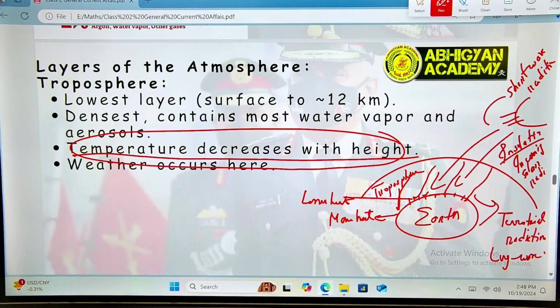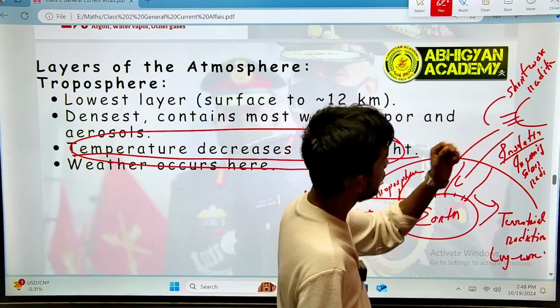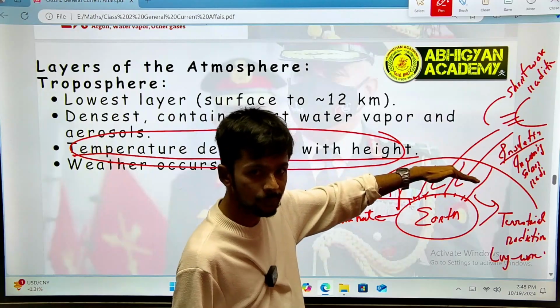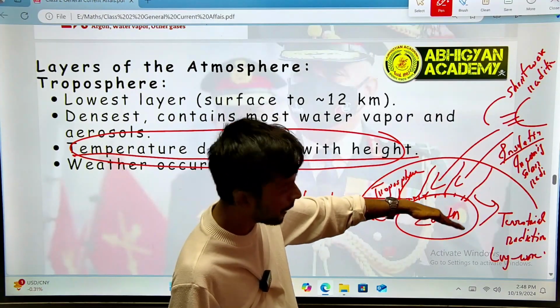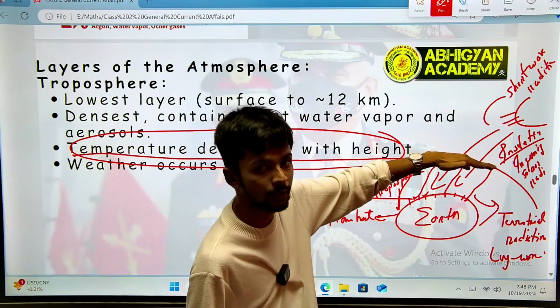Now see one more thing. The short wave radiation came and crossed the troposphere. But the long wave radiation that is reflected by the earth cannot cross this troposphere.